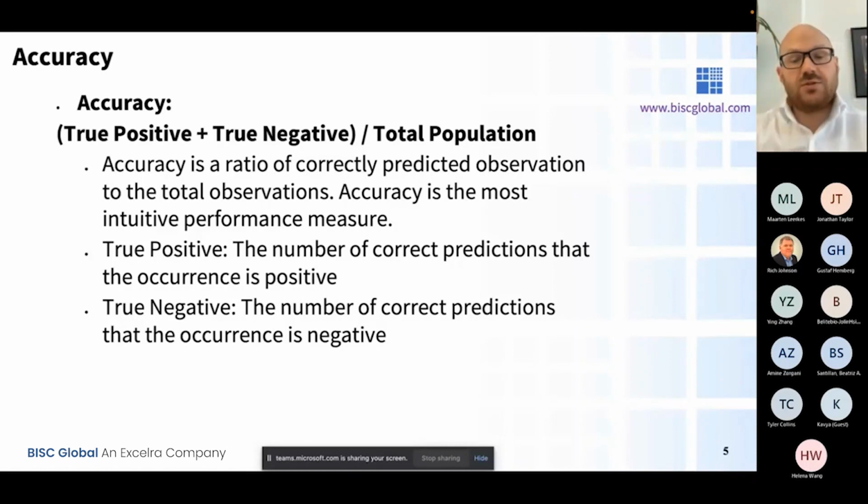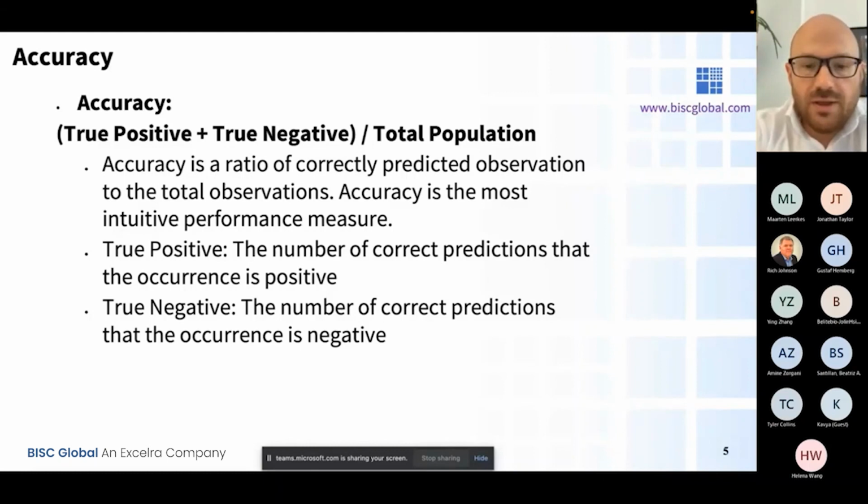Let's imagine you generated two confusion matrices coming from two different models. Then you can compute the accuracy and compare them to each other. Accuracy is the ratio of correctly predicted observations to the total observations, and that is probably also intuitively clear, right? So again, let's make sure we understand what a true positive is. It's the number of correct predictions that the outcome is positive, and the true negative is the number of correct predictions that the outcome is negative.